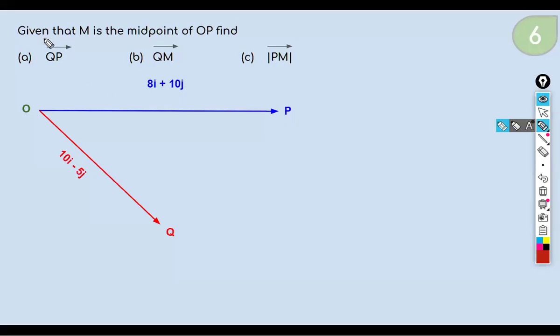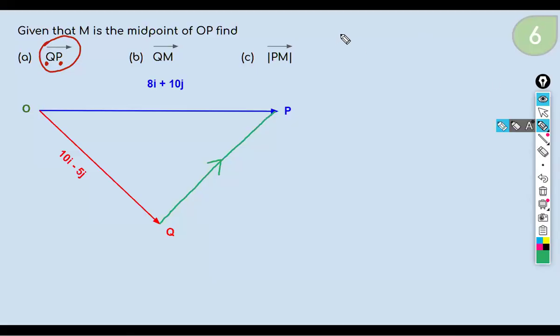Part A is asking us to find QP. That means the first letter is where you start, and the second letter is where you finish. So I'm going to use green for that vector. So QP, I'm going to draw a line connecting Q and P, and the arrow makes a difference. Look at it, my arrow is going in the direction from Q to P. QP and PQ are two completely different things. Now, I explained that last week, right? Direction matters.